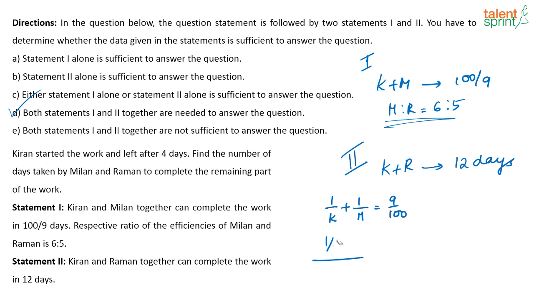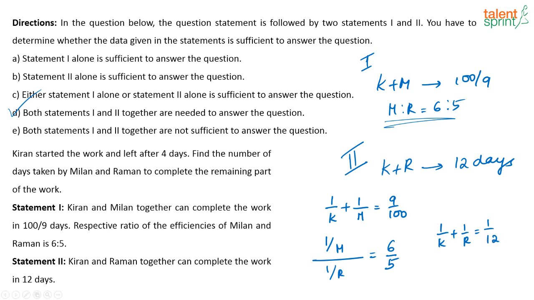Milan is able to complete 1 by m of the work in a day, and Raman is able to complete 1 by r of the work in a day. This ratio is given as 6 by 5. Then Kiran and Raman can together complete the work in 12 days, or 1 by k plus 1 by r is equal to 1 by 12.